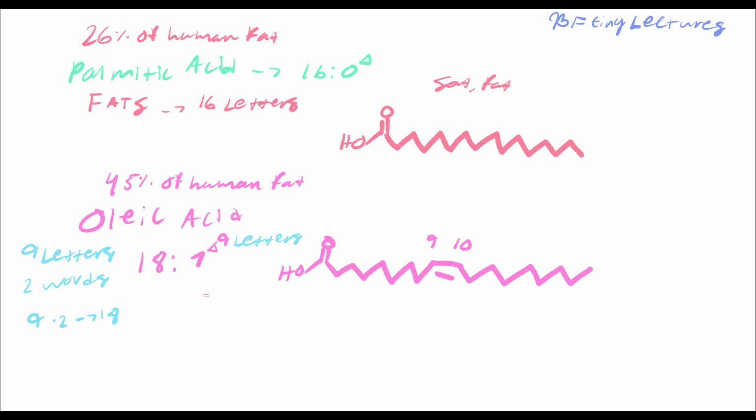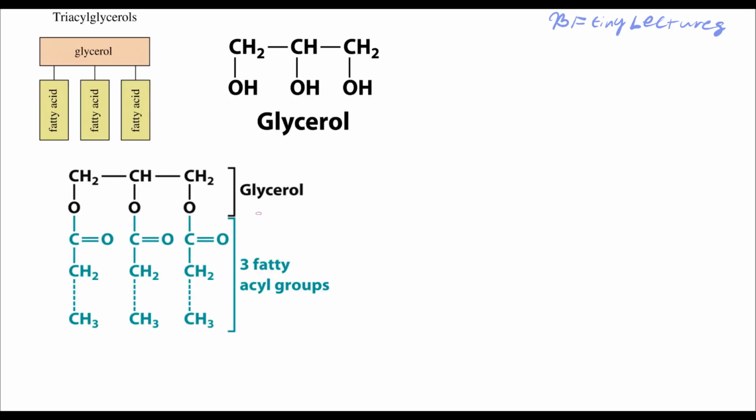And that's essentially it, right? So that's how you remember it. So you have 9 letters. 9 times 2 words is going to give us 18. And you have 1 bond. And, well, the position is going to be the same amount of letters, which is 9. So you're expecting a fatty acid that is unsaturated and is going to have a double bond between carbons 9 and 10. Okay? So hopefully that helps you remember the 2 main fats in our bodies.